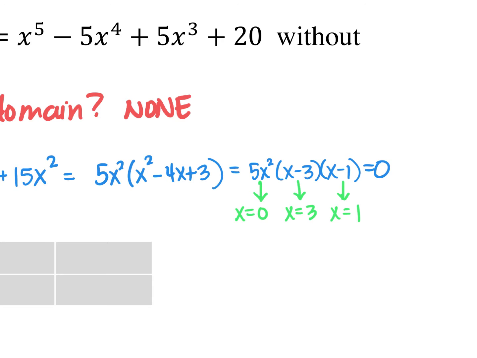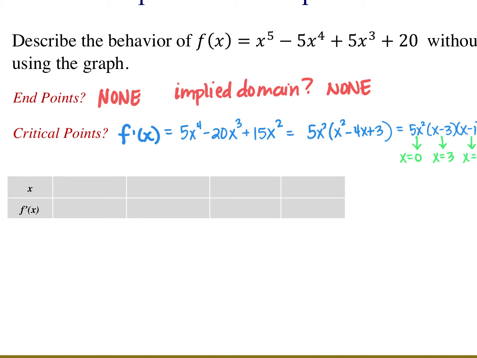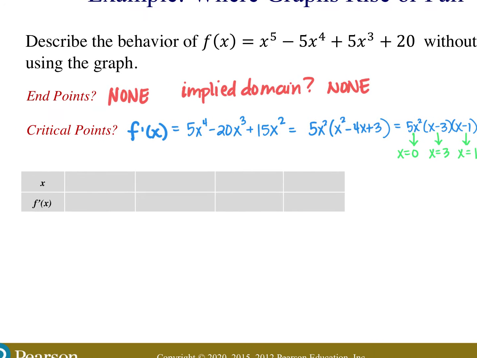So I want to find out what's happening at these critical points and what's happening around the critical points. So what's happening at them and what's happening before and after them. So I'll take those 3 and I'm going to make my critical point chart for that. So I do them in order. 0 is the smallest, so I'll do x less than 0. Then 1 is the next size, so I'll go from 0 to 1. And then 3 is the next one, so I'll go 1 to 3. And then anything greater than 3.